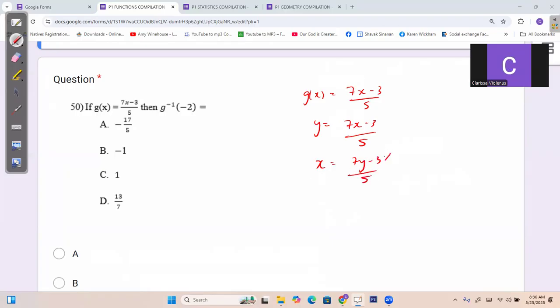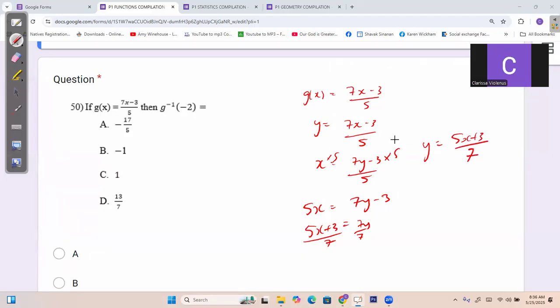Then you transpose, get rid of the 5. So that's 5x is equal to 7y minus 3. You move over the 3, so that's 5x plus 3 equals 7y, divided by 7. So that means y is equal to (5x plus 3) over 7.